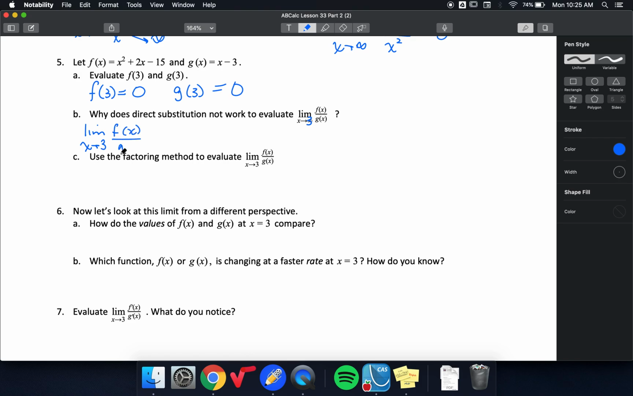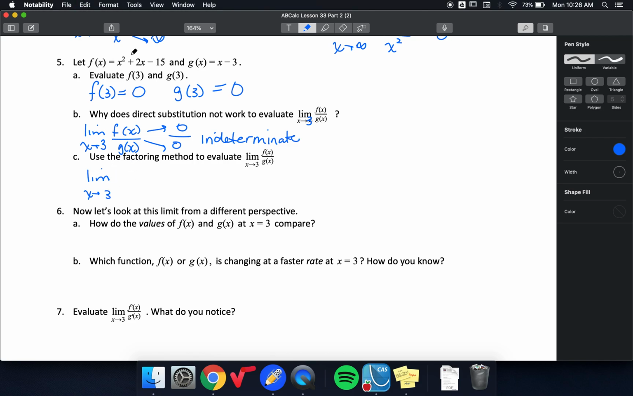If I did my direct substitution, top value goes to 0, bottom value goes to 0. This is also indeterminate. We don't know what 0 over 0 is. But we learned other ways to find this limit. So algebraically, that's supposed to be a 3.